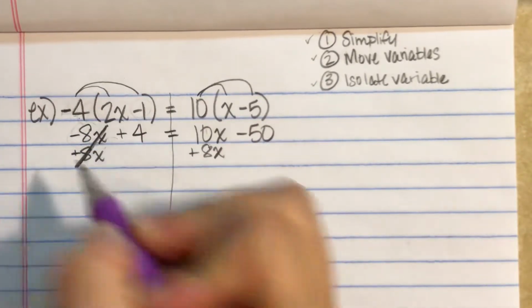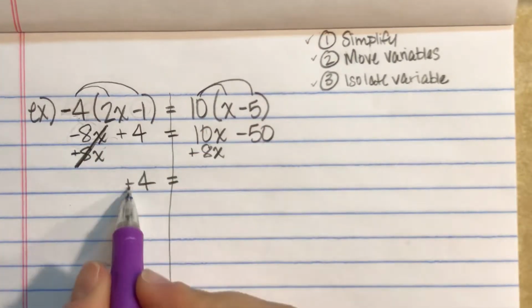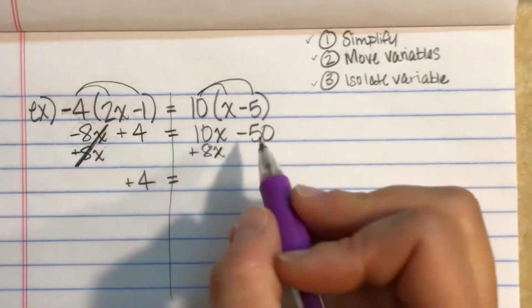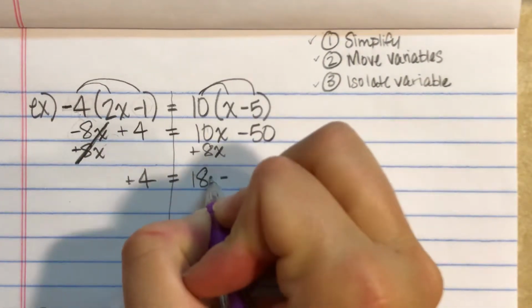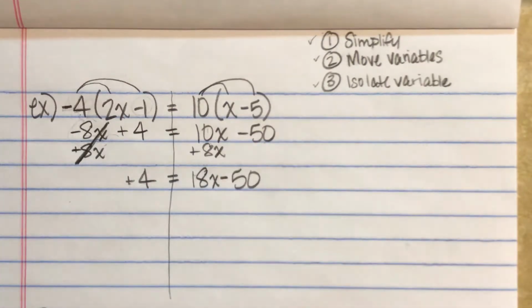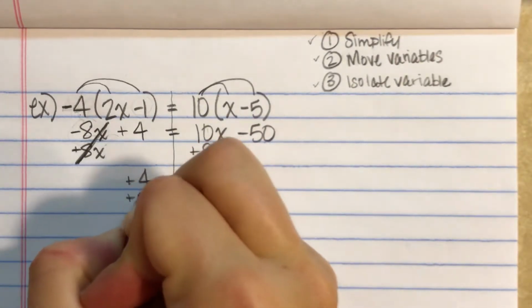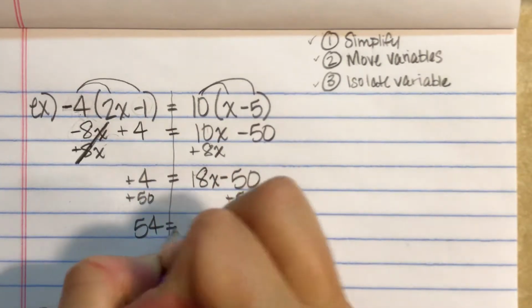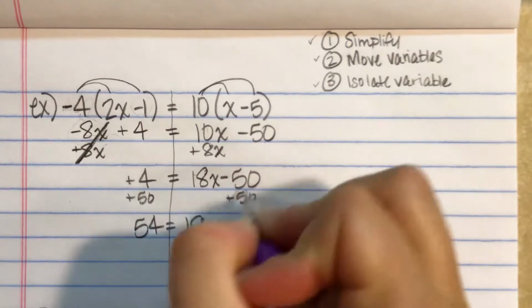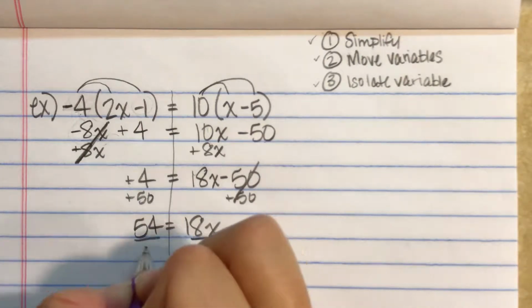It's going to cancel that completely out, and I'm left with +4. You don't have to put the plus there, okay? 10x plus 8x makes 18x. Whoops, minus 50. Now you've got a pretty familiar looking problem here, okay? So I'm going to add 50. 4 plus 50 is 54. And 18x is left over here because that canceled out. Then I'm going to divide by 18.